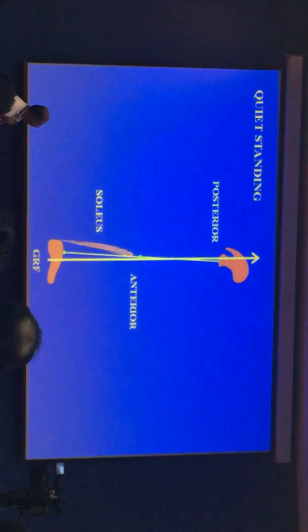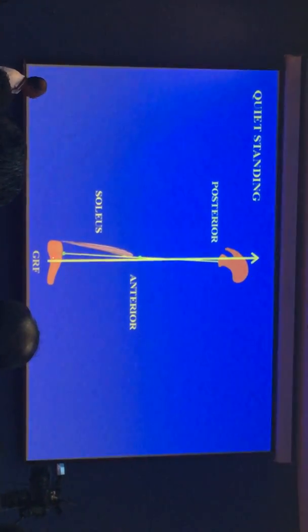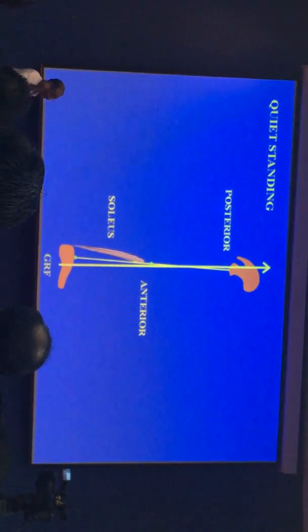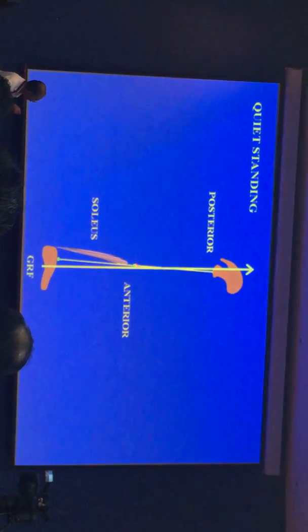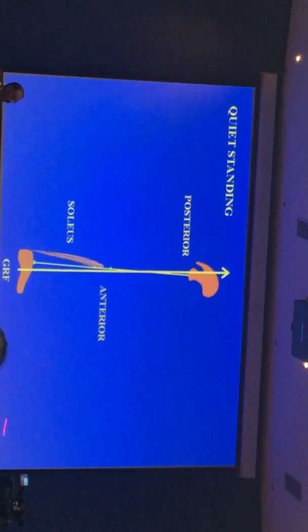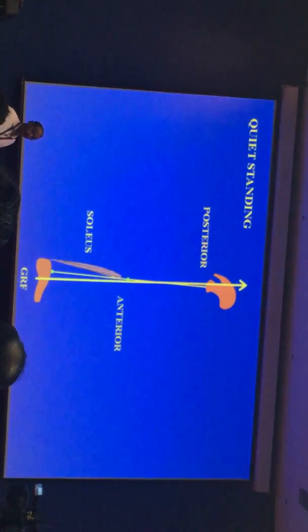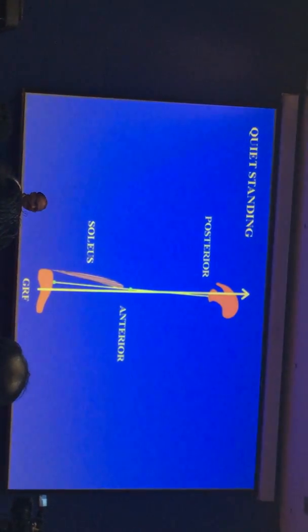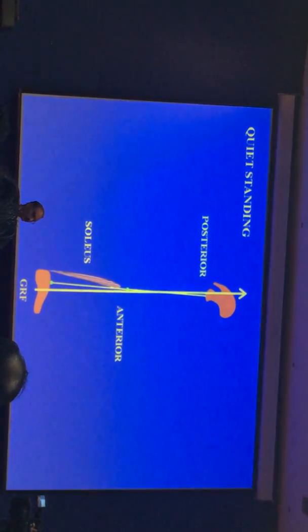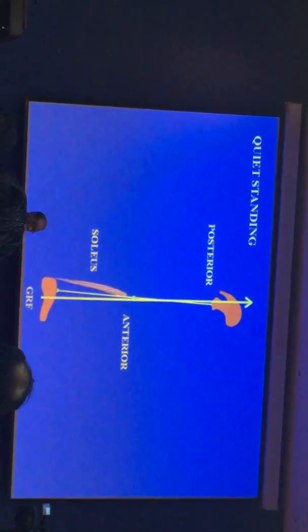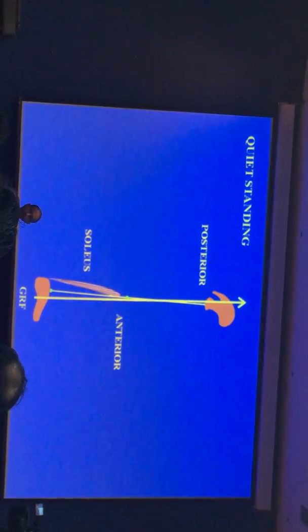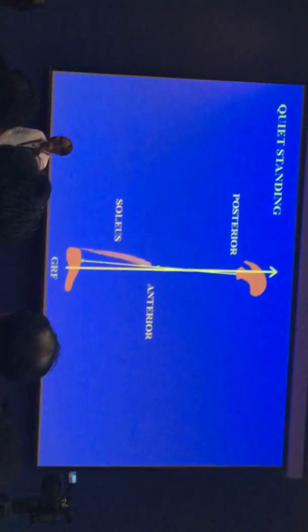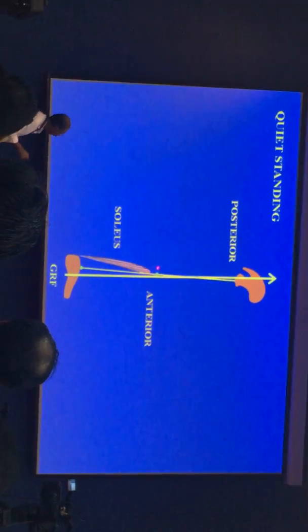quietly. But something is amiss here. Nature did that. The weight bearing line goes in front of the axis of the ankle joint. So what happens? When it goes in front of the axis of the ankle joint, there is a tendency for the ankle to go into dorsiflexion. There is only one muscle that is required to prevent that. So in quiet standing, there is only one muscle activity, and that is the soleus.